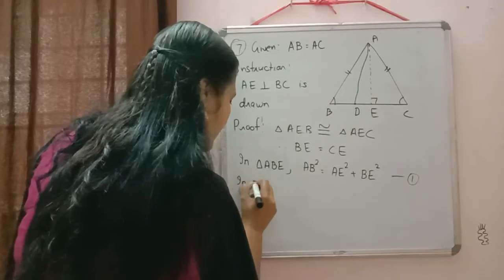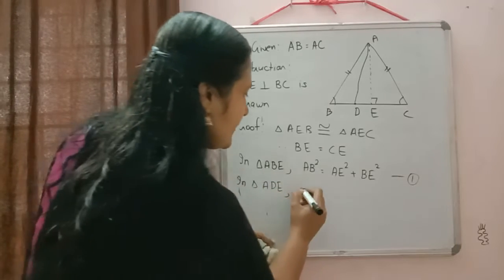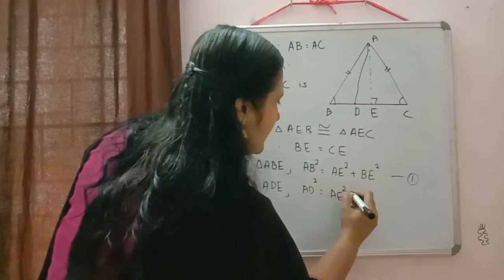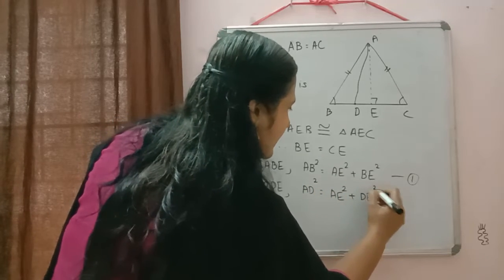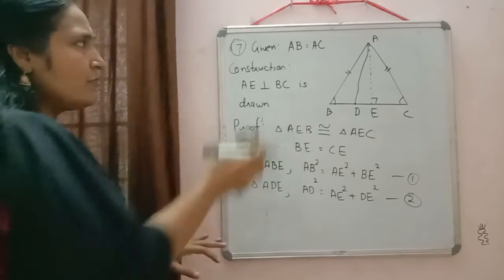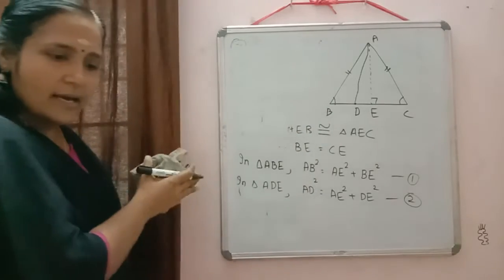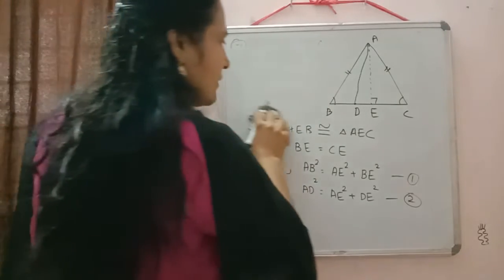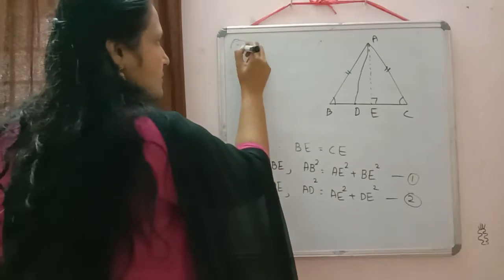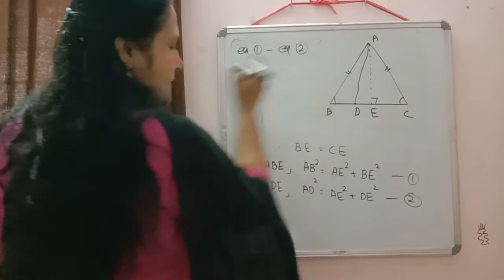Then which triangle do we have? Triangle ADE. In triangle ADE, what will come? AD square is equal to AE square plus DE square. Make it equation number 2. In the proof, what do we need? Yes, we need AB square minus AD square. Then what will we do? We will do the subtraction. So just write down equation 1 minus equation 2.